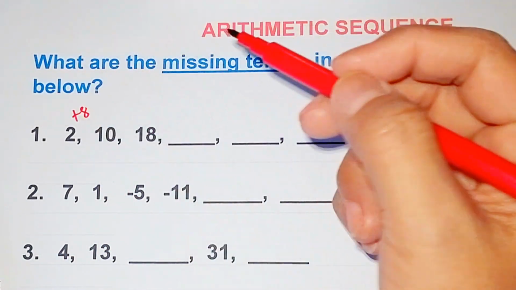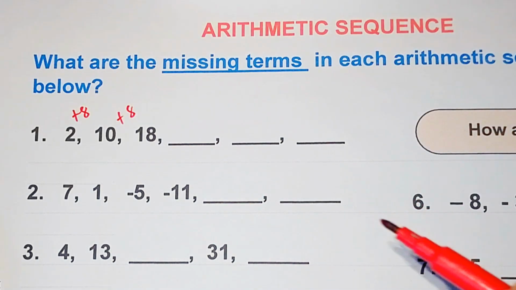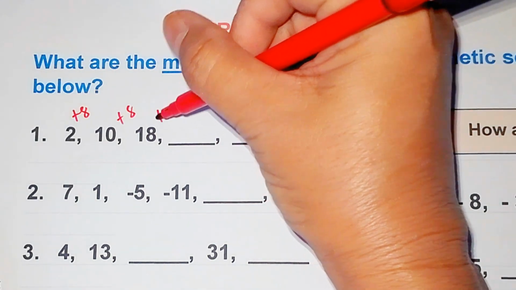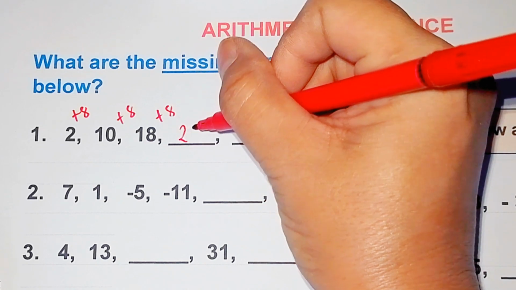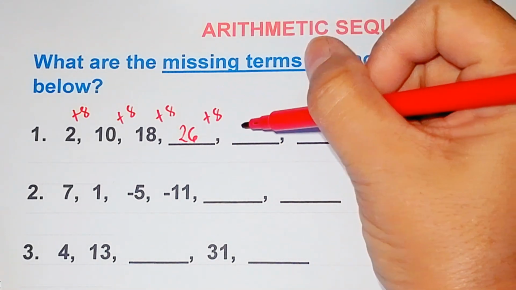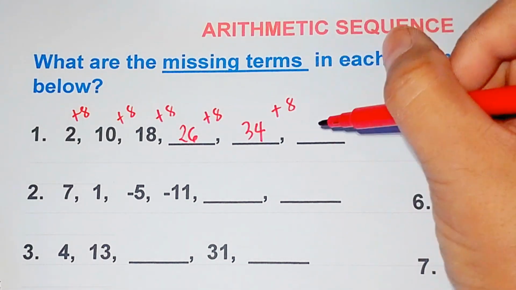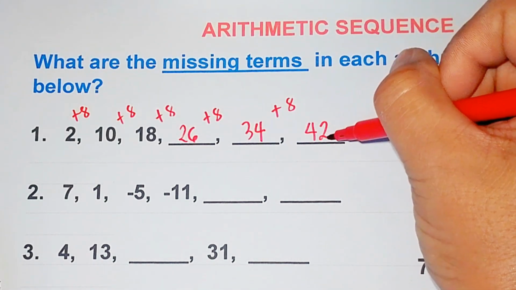That is 2 plus 8 is 10, and then 10 plus 8 is 18. So we do the same thing to get the next term. 18 plus 8 is 26. Then 26 plus 8 is 34. And 34 plus 8 is 42.